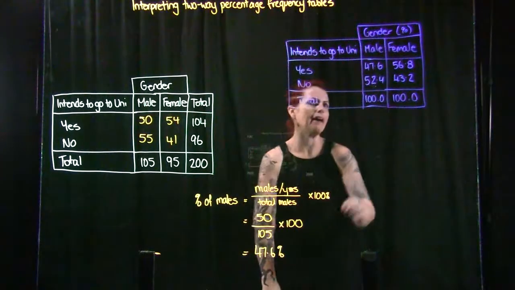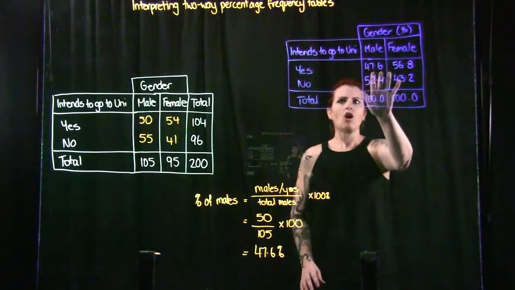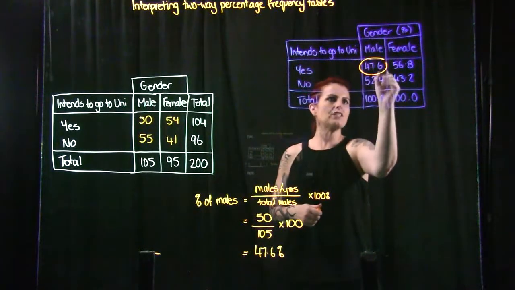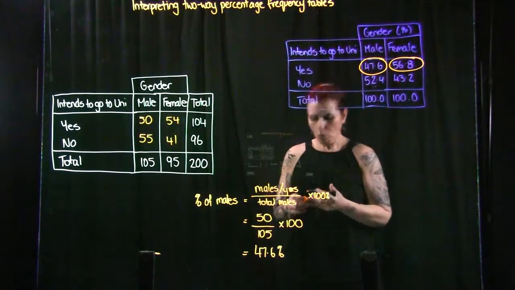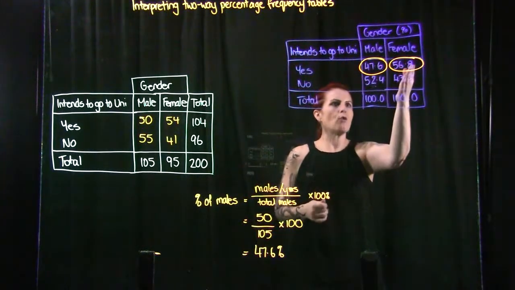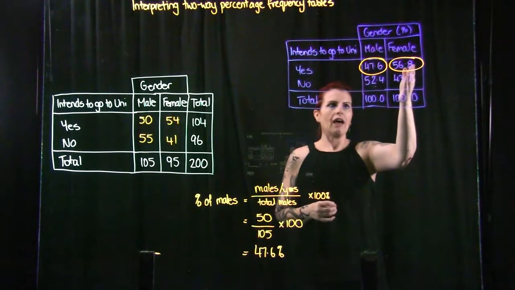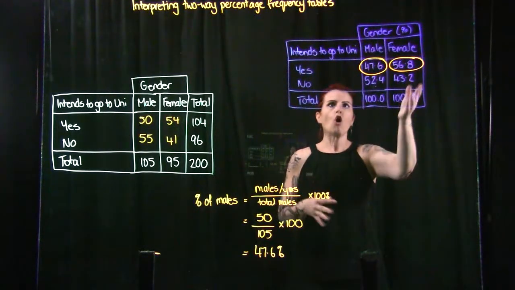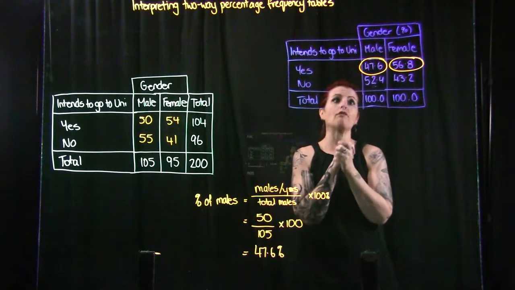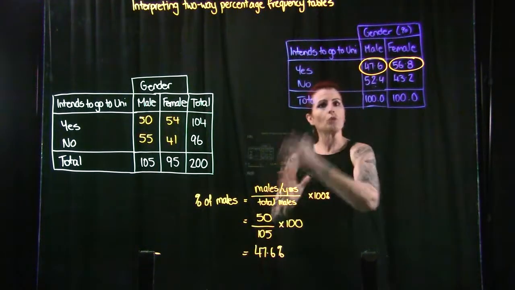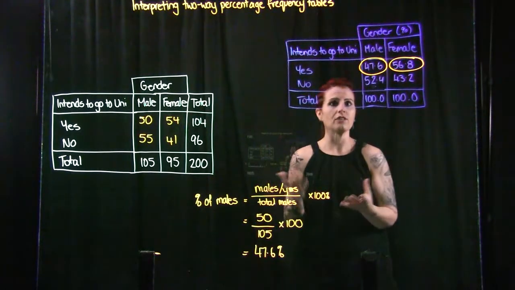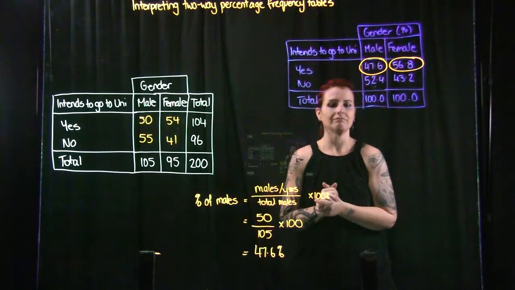So now that I actually have that, what can I say? I can compare my percentages. When I look at the male and female percentages of who intend to go to university, what I can say is that there is a greater proportion of females at 56.8% who intend to go to university when compared to males at only 47.6%. So it is more likely that females are going to choose to go to university.